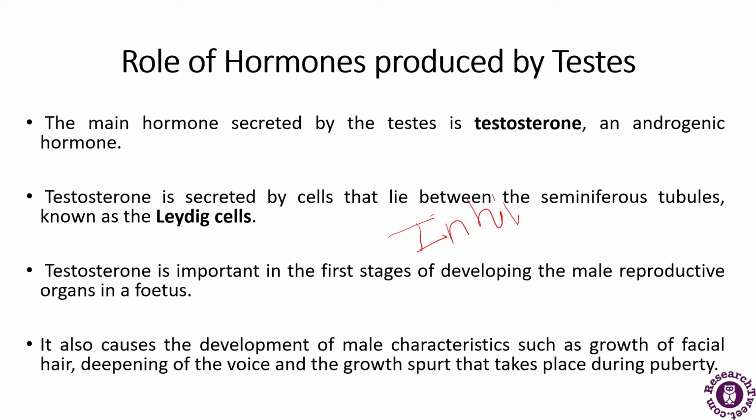The testes also produce inhibin B and anti-Müllerian hormone from the Sertoli cells, and insulin-like factor 3 and estradiol from the Leydig cells.